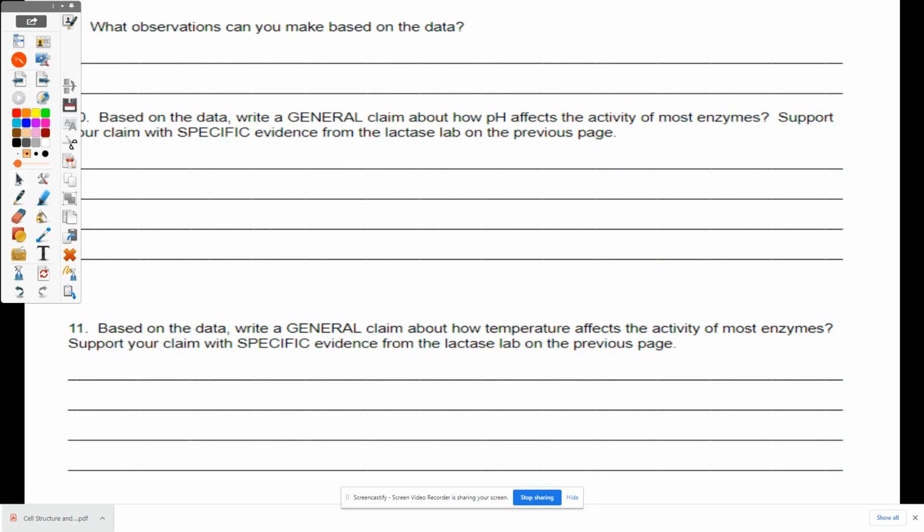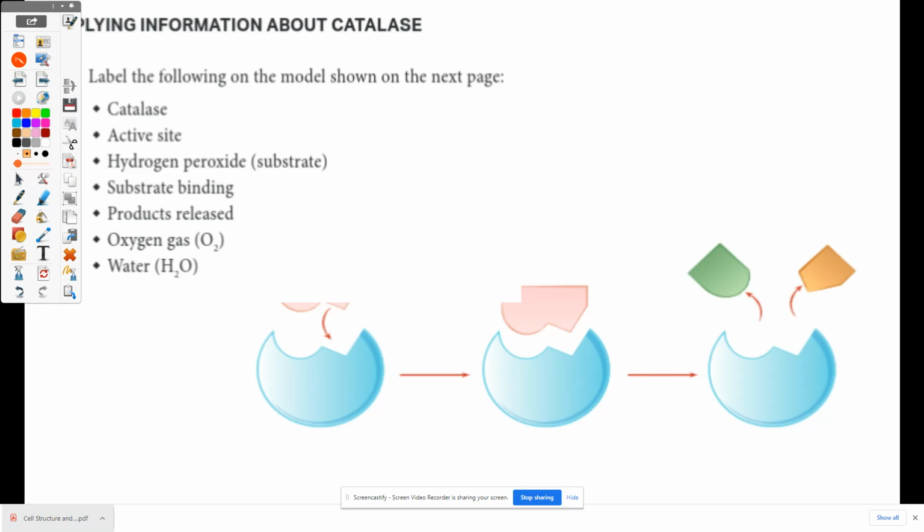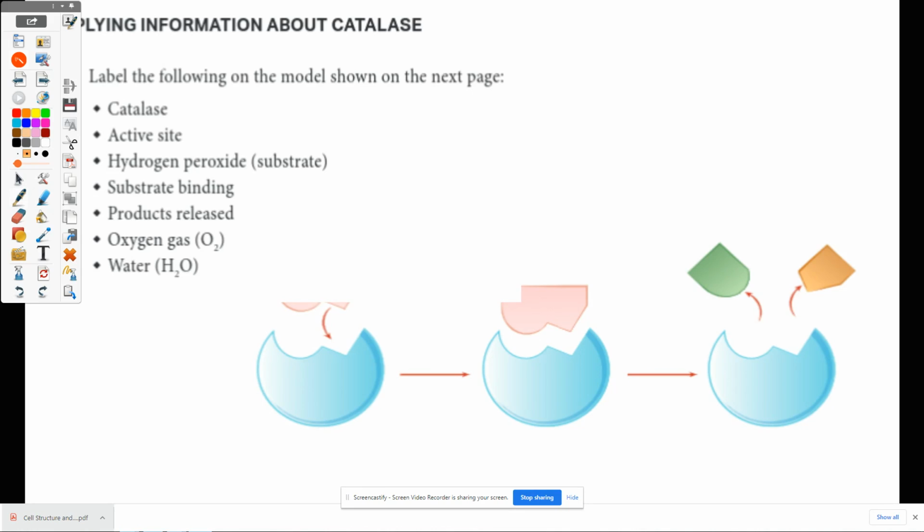All right, so I hope that kind of helped you understand a little bit more of what you're looking at with those enzymes. Now we're going to look at the Exploring Enzymes worksheet, and you had to read the first few paragraphs, and it talked about catalase, and how catalase is an enzyme that can break down hydrogen peroxide into water and oxygen.